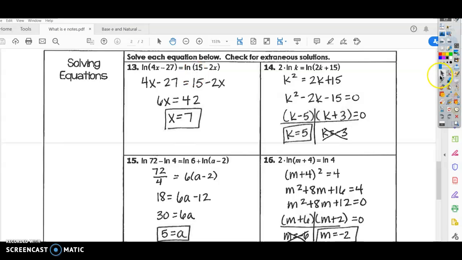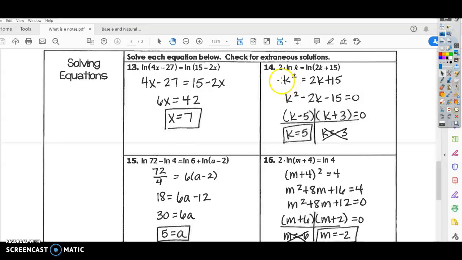We can cancel the logarithms, or divide out by the logarithms, and say we have 4x minus 27 equals 15 minus 2x. So we're going to subtract 15 from both sides or add 27, whatever you want to do. But we're going to add 2x. We're going to get our variable on one side, just like solving a normal equation. And then divide by 6. x is 7. Okay?